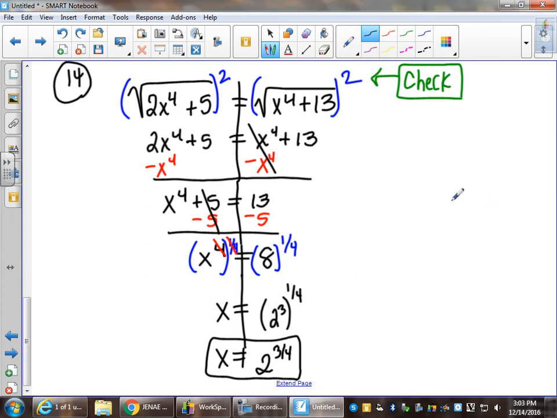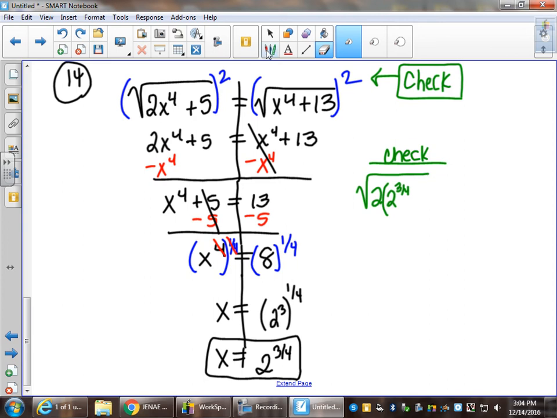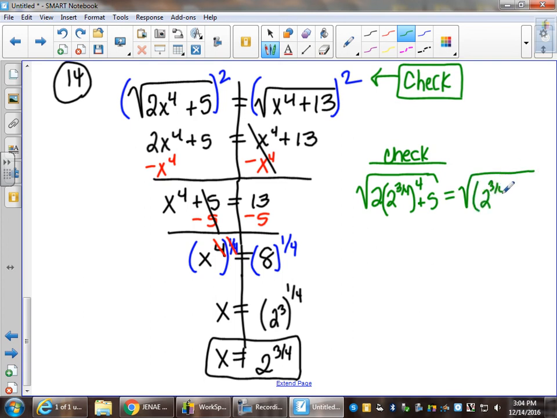Now we're not done yet because we need to run the check. I'll put it over here. So into our original function, that would be the square root of 2 times 2 to the 3/4, raised to the 4th power, plus 5, equals the square root of 2 to the 3/4 to the 4th plus 13. I think I'm going to have to extend this bar over a little bit.